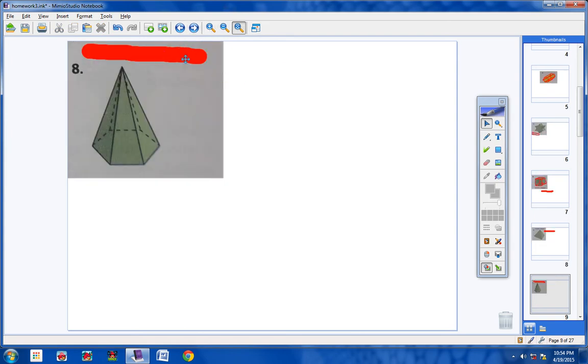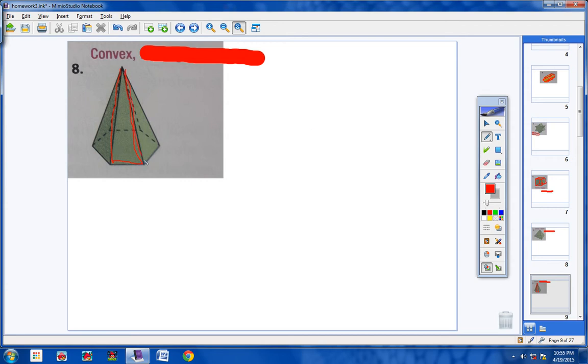Number 8, that is definitely convex. Okay, there's no indentations anywhere. All right. However, all of the faces are not congruent. Now, these faces here might be congruent. The ones going up and down. Let me grab my pen real quick here.